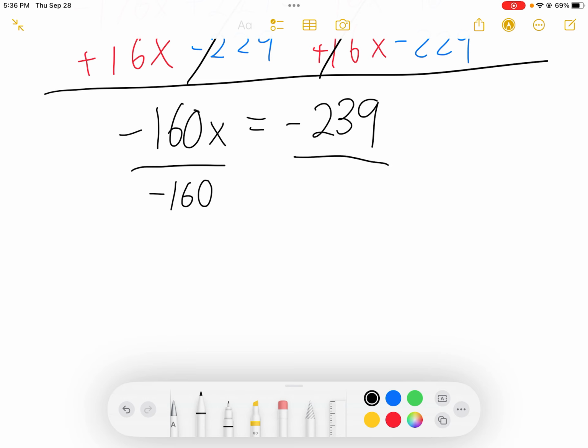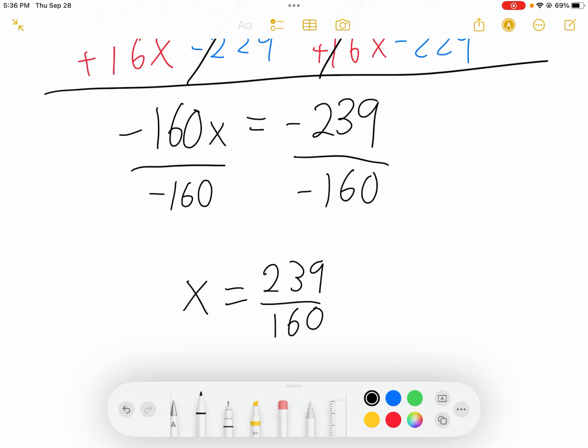Anytime I'm multiplying my x by some quantity, no matter how huge that quantity is, I still am just going to divide it by that, to reduce this to 1. What's negative 160 divided by negative 160? It's 1. See how the principles work the same way no matter how big or small the numbers are. x equals, negative divided by negative is positive, so this is 239 divided by 160.